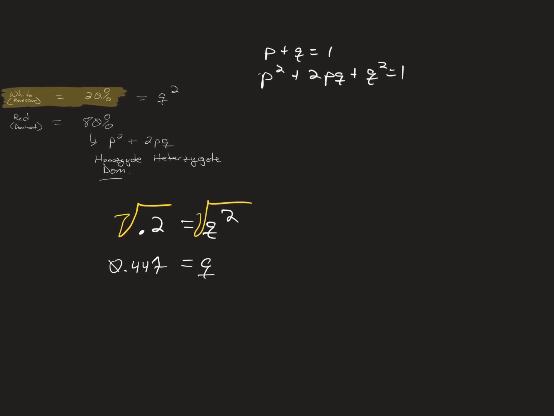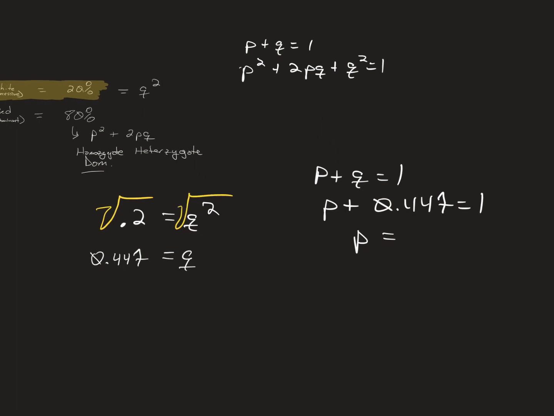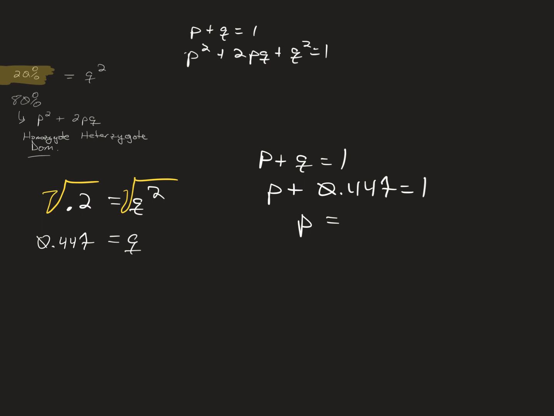Now how does that help me? Well, if I take P plus Q equals 1 and I say P plus 0.447 equals 1, what is P? How do I find P? Subtract. So go ahead, 1 minus 0.447 is what?